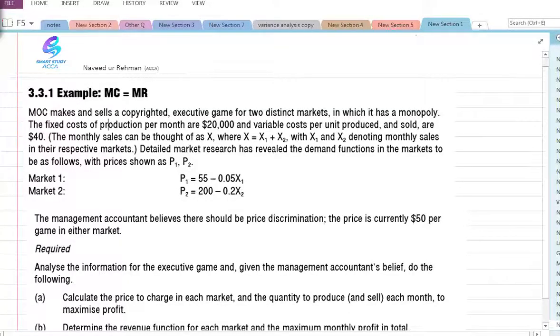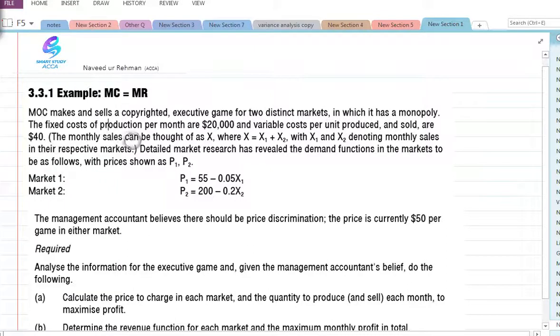Okay, let's do a question on profit maximization. This time I've taken a question from the BPP book. It says MOC makes and sells copyrighted executive games for two distinct markets. So there are two markets now in which it has monopoly.